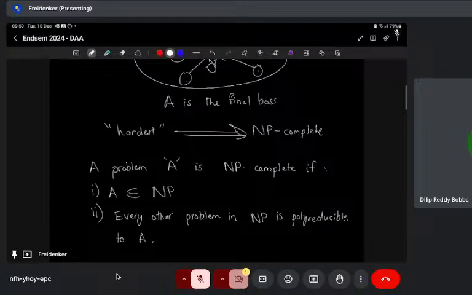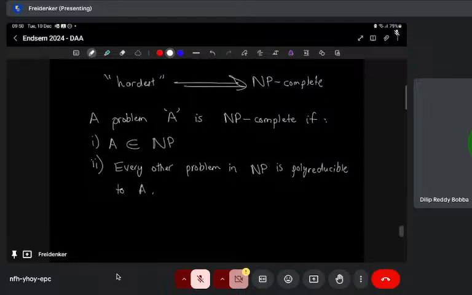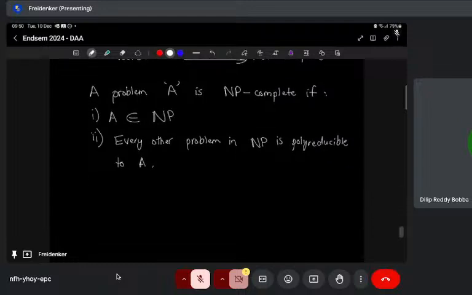So NP complete is like a different set. Within NP, you have NP complete. So within NP, you have something called NP complete. And you have something called NP hard as well.